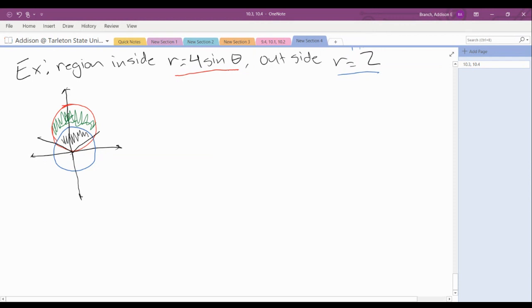The easiest way to do that is to set the radii equal to each other. So r is equal to 4 sine of theta is equal to r equals 2. So 4 sine of theta is equal to 2. Then we get sine of theta is 1/2, which we know happens at pi over 6 and 5 pi over 6. And if we look at our graph, we can see this still makes sense. This does look like it's at pi over 6. This looks like it's at 5 pi over 6.